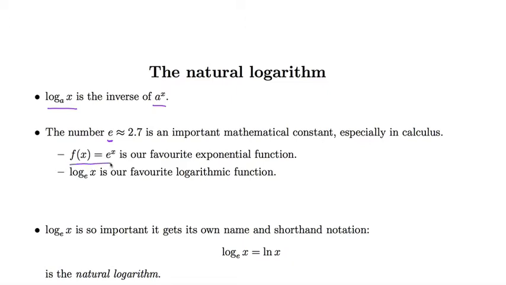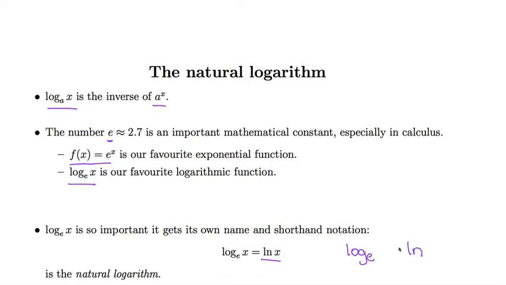F of x equals e to the x is our favorite exponential function. And if you're not familiar with exponential functions, go watch the video on exponential functions. Log base e is our favorite logarithmic function, and it's so important that it gets its own name and shorthand notation. Log base e of x, we're going to denote ln of x. So we're replacing the symbol log base e with ln. We're saving ourselves 2 characters.